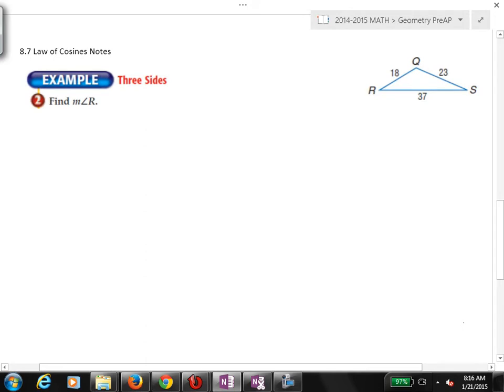All right, so let's look at this example. We've got three sides, and they want us to find the measurement of angle R. So I need to find angle R right here.